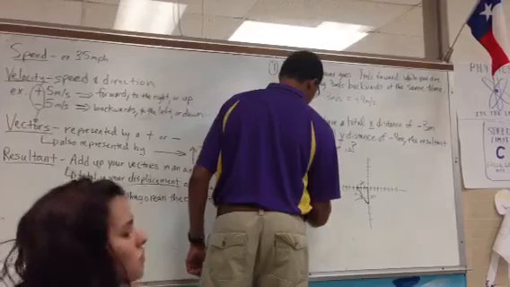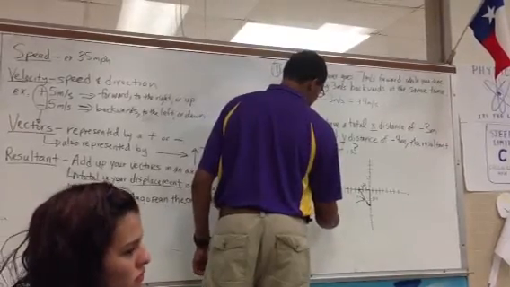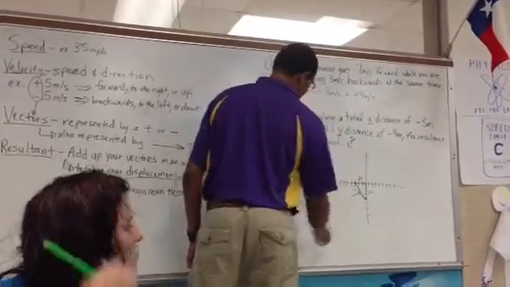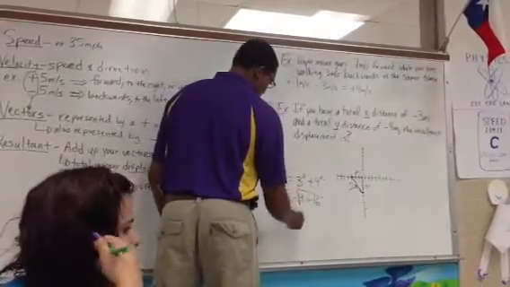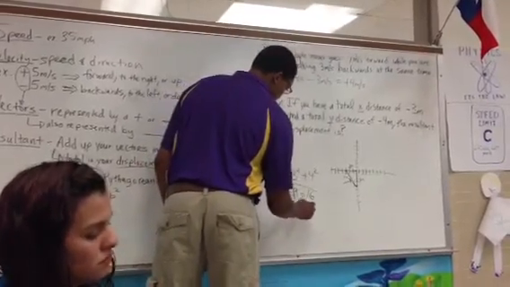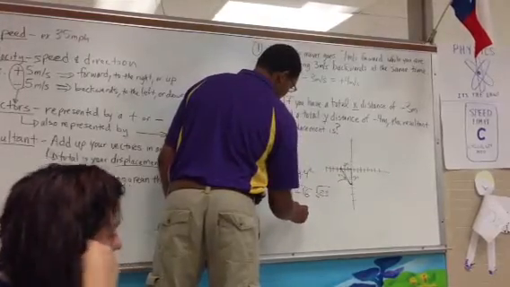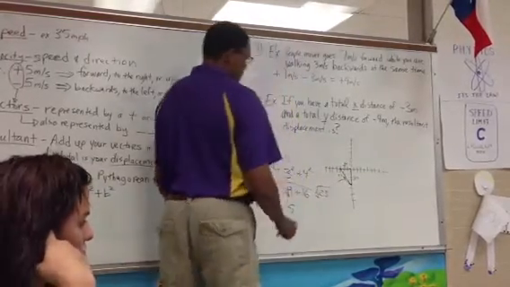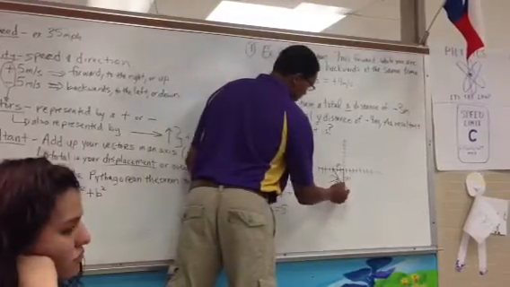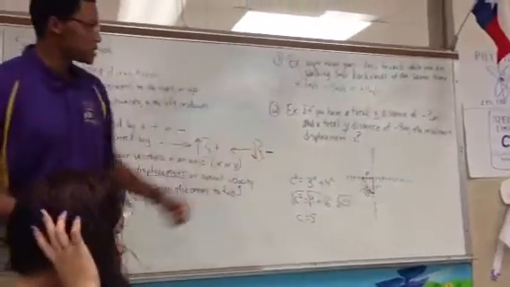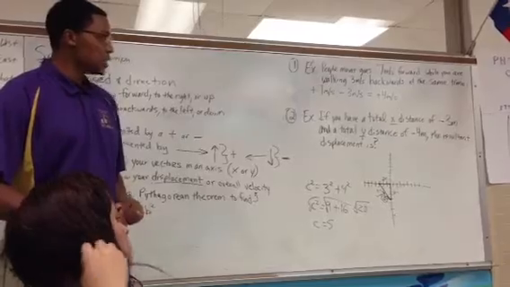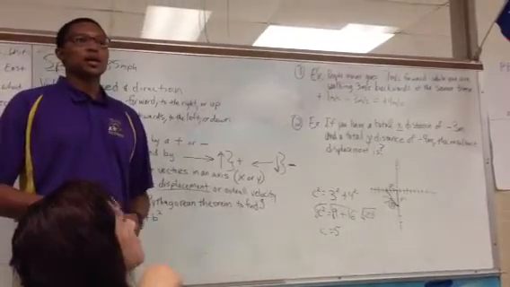3 squared is 9, plus 4 squared is 16. That's 25. So c equals the square root of 25, which is 5. So now I know what my resultant vector is. My displacement in this case is 5 meters away from where I started. Any questions on that?